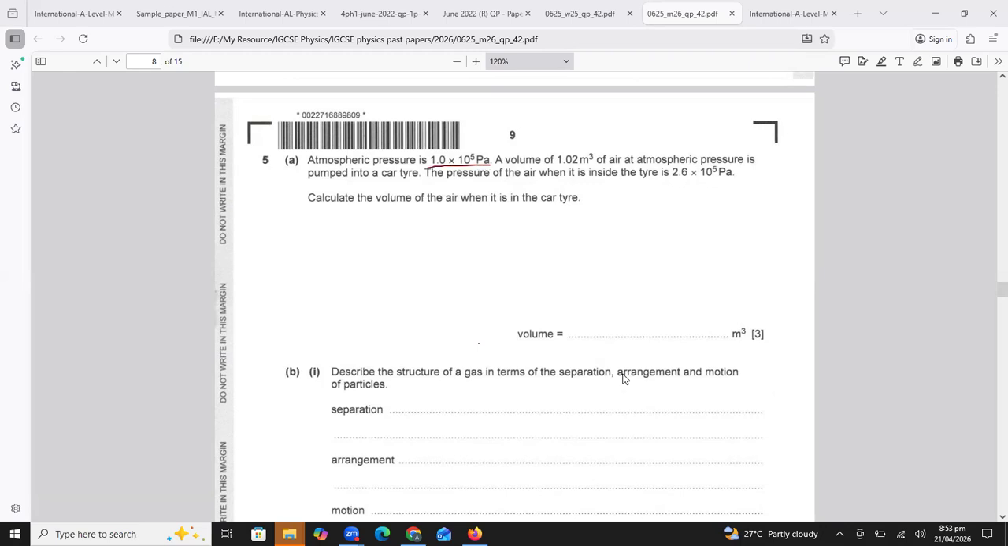So the initial pressure of the air is given, that is P1, which is atmospheric pressure, and initial volume of air is given, that is V1, which is 1.02 meter cube. Now, when the air is pumped inside the tire, its pressure has been increased, which is the pressure P2. Now we have to calculate the volume of the air. So we have to calculate V2. For this calculation, we need to use the formula P1 V1 is equals to P2 V2.